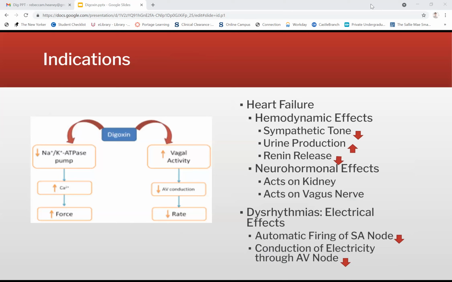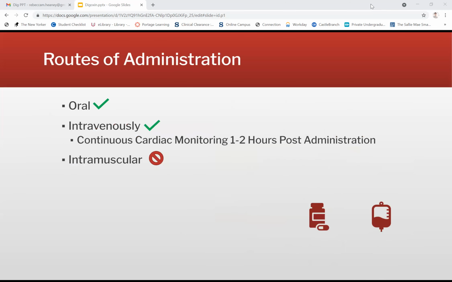For patients with supraventricular tachycardia, digoxin is used to increase the cardiac vagal tone and decrease sympathetic tone to suppress this dysrhythmia. Digoxin can be administered orally and IV. It is important to note that administering this medication intramuscularly will result in both tissue damage and pain. Thus, the IM route should be strongly avoided.